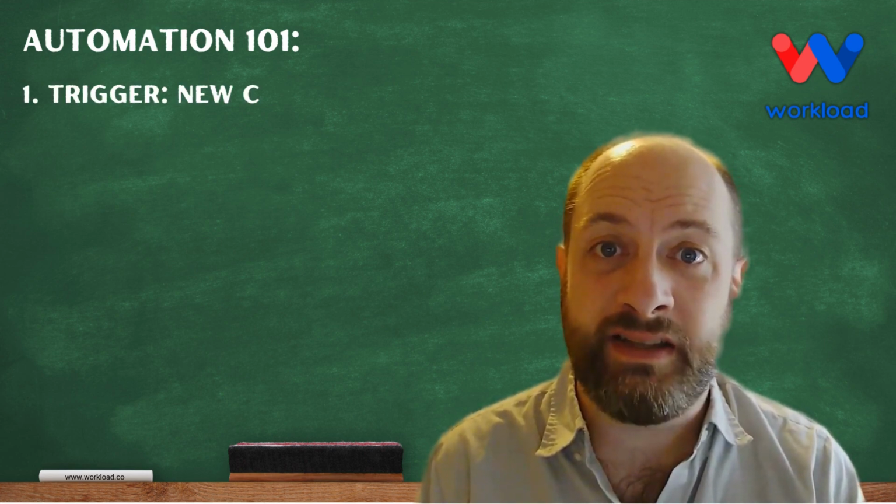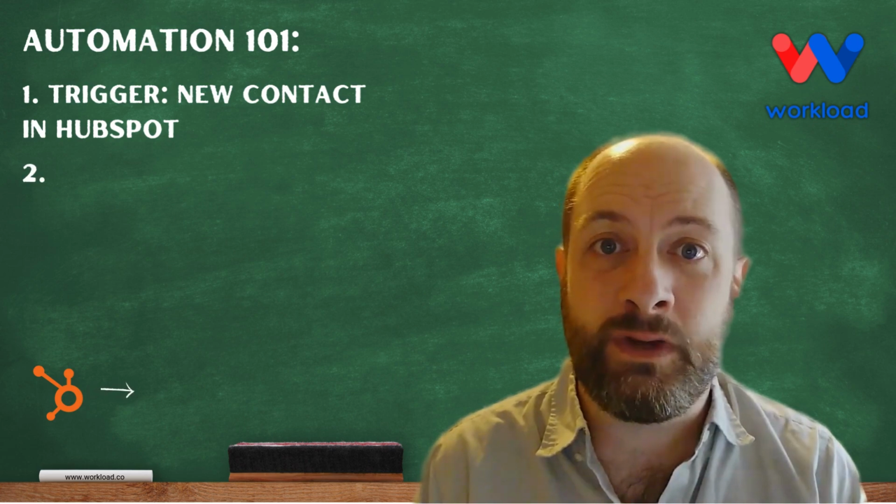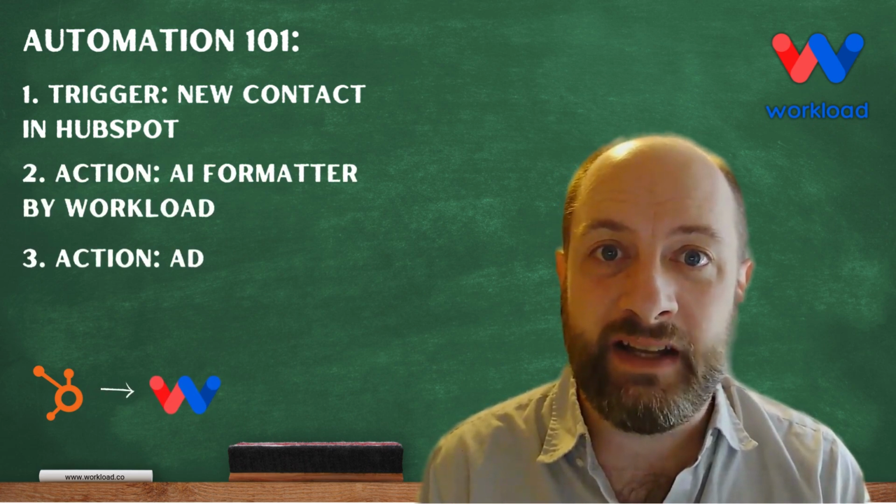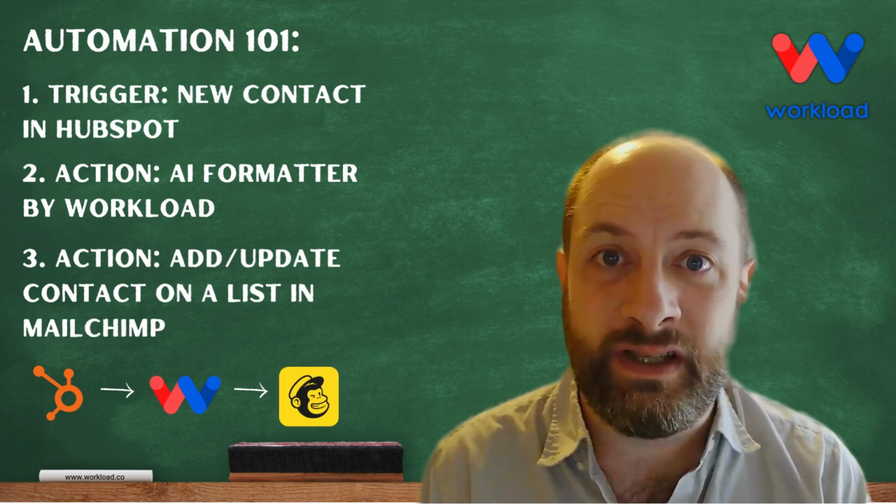In this video, we'll be building a workflow starting with a new contact in HubSpot. Then we'll be reformatting that response with our AI formatter by Workload. And finally, we'll be adding that contact to a list in Mailchimp.